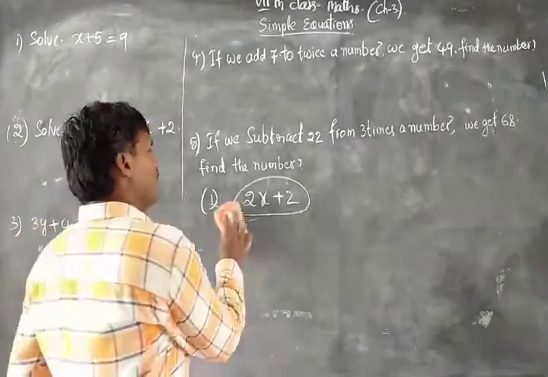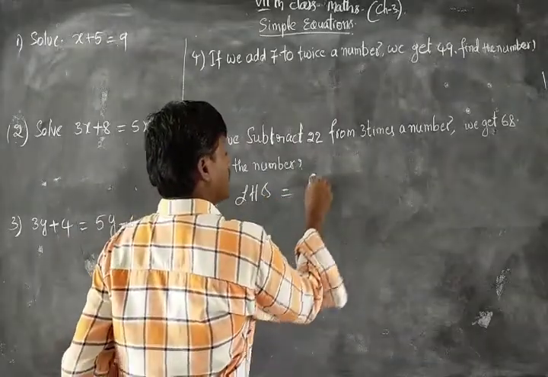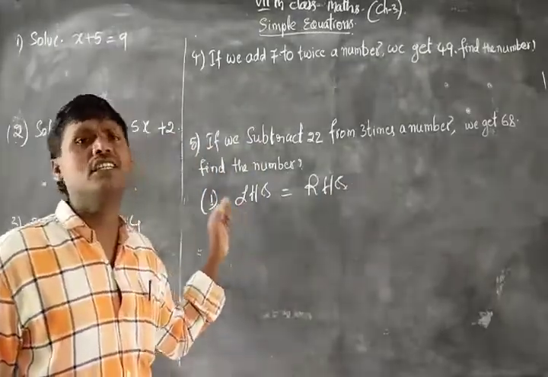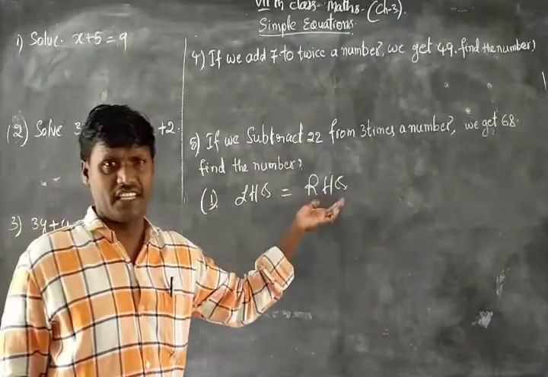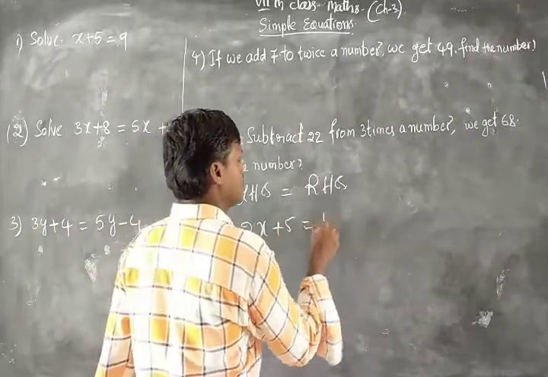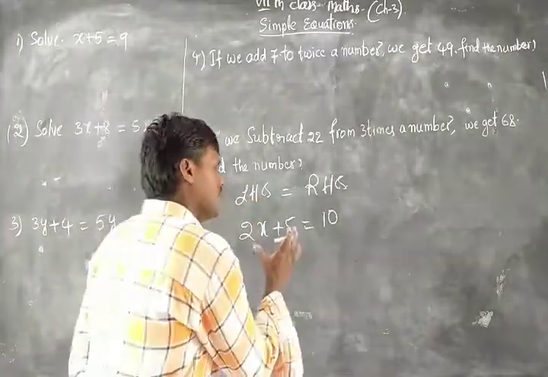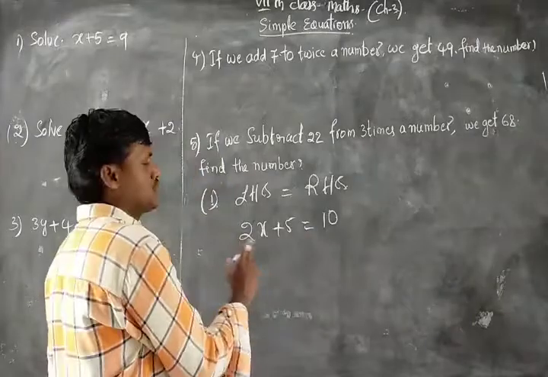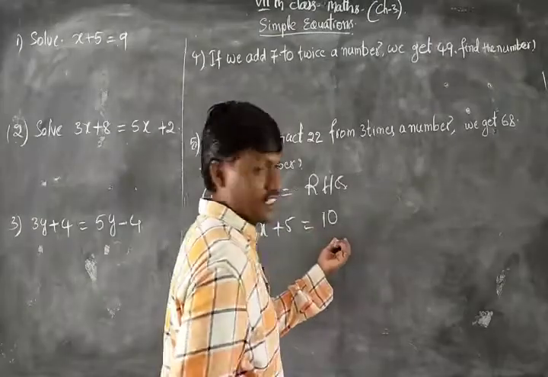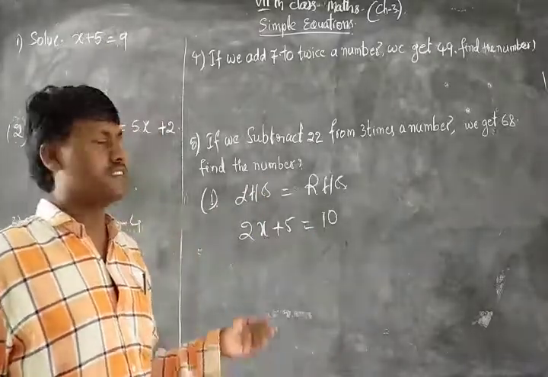Next, mainly we have to know one thing. For example, what is that? LHS and RHS. Very important for this. What is LHS and what is RHS? LHS means left hand side and RHS means right hand side. For example, I am going to take 2x plus 5 is equal to 10. Here particularly we have to know what the LHS is. LHS means in this equation the left hand side values: 2x plus 5. So LHS is equal to 2x plus 5. And RHS is equal to 10. So easily we can say left hand side and right hand side.